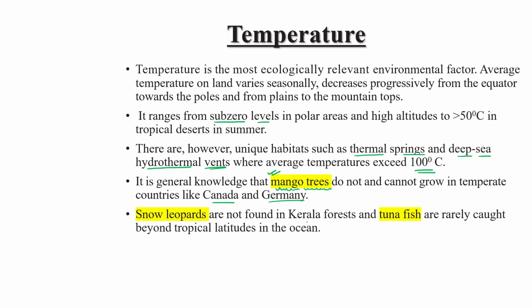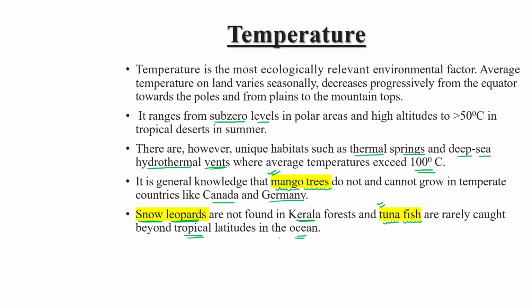Similarly, in Kerala, we cannot find snow leopard. Snow leopards are only able to survive in cold regions. They require low temperature for their survival. Okay, so that's how. And another example I have quoted for you is tuna fish. These tuna fish are rarely caught beyond tropical latitudes in the sea, because they require comparatively higher temperature of water.